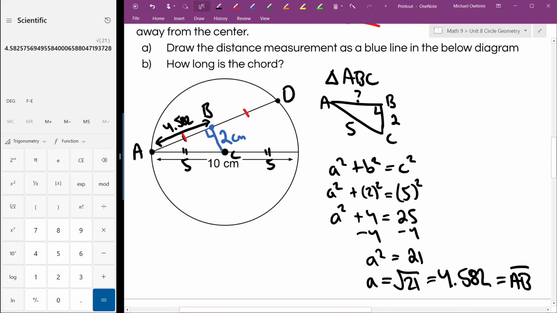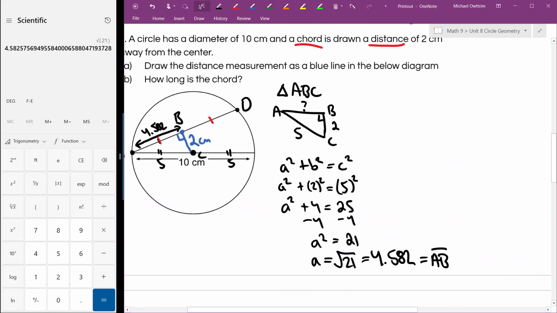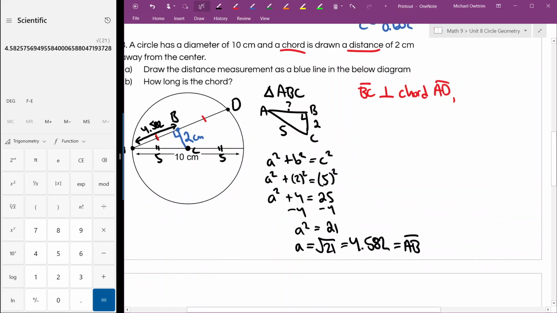And so this is where my chord properties come in. By my chord property, I know that any line, so let's call our line BC here, is perpendicular to the chord AD. Any line that's perpendicular to a chord is going to bisect the chord.